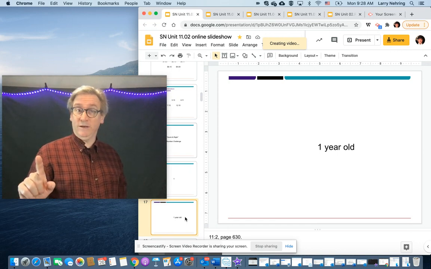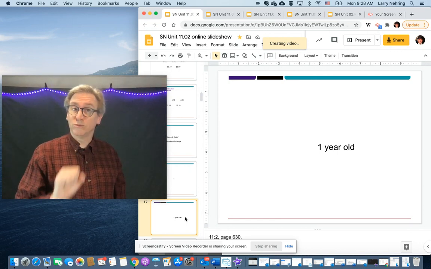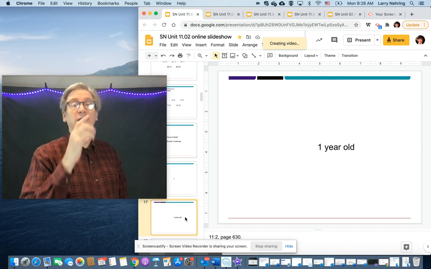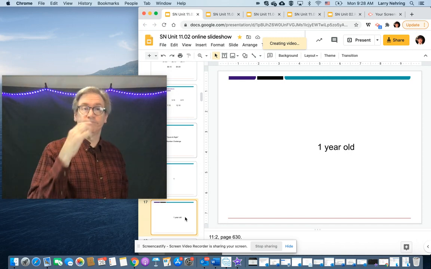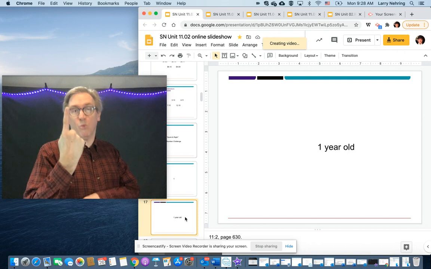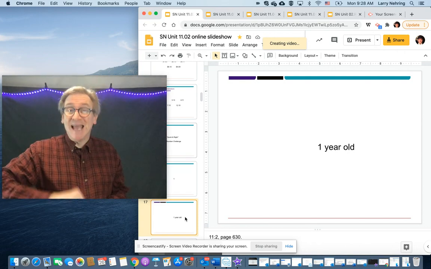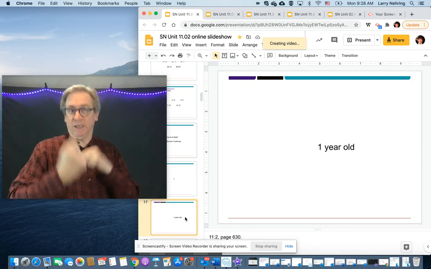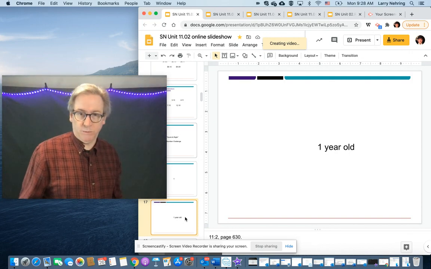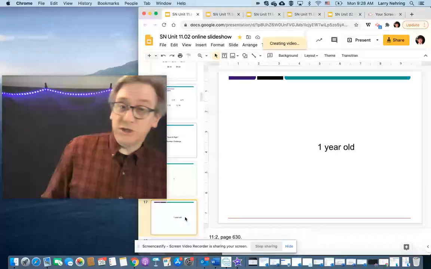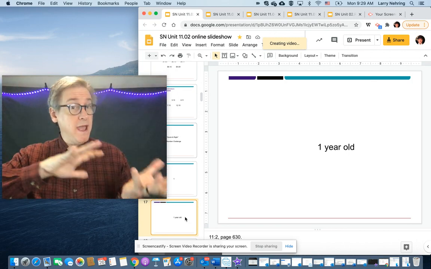What's the sign for age? Right? So 1 year old. Now you can do 1 year as opposed to 1 month. 1 month. Age 1 year. Cool. So it's good to know both forms, the full form and the short form.